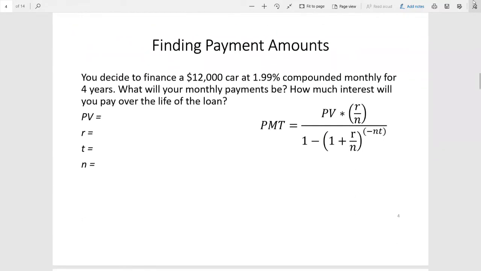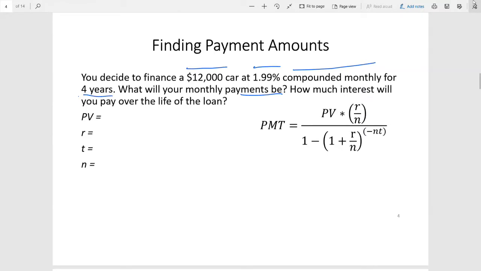Let's do our first example. Suppose you're going to finance a $12,000 car at an interest rate of 1.99%. It's going to be compounded monthly for 4 years. What will your monthly payments be?